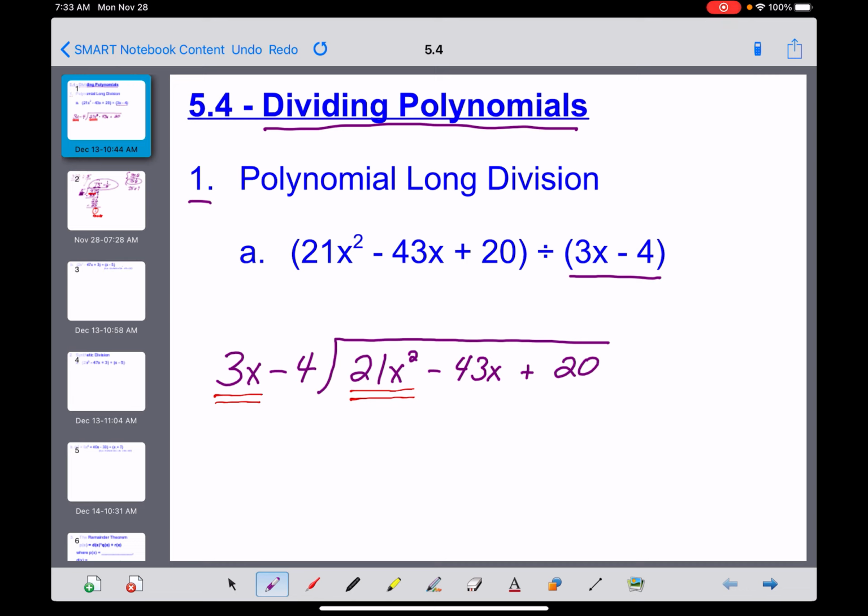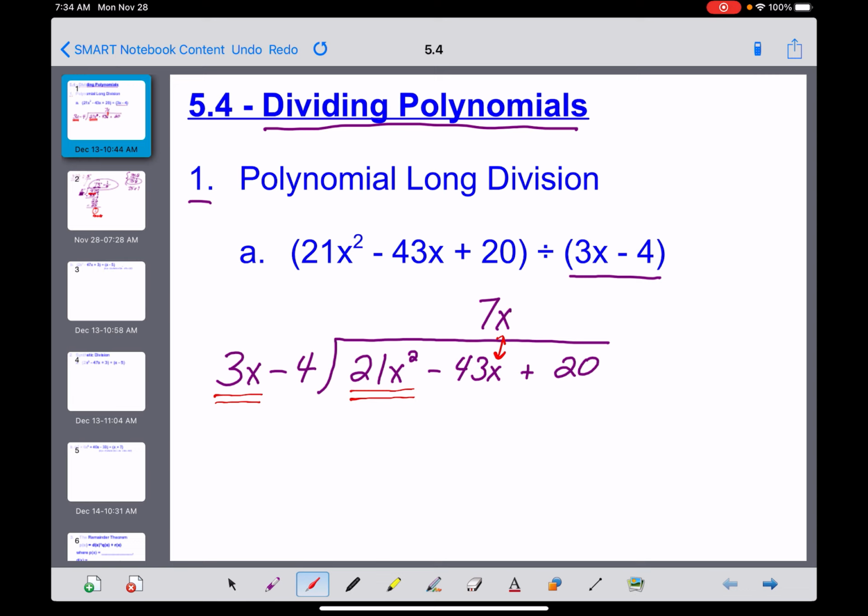So 7x is going to be the first term in our answer, in our quotient, and I'm going to write it up on top. Now, a lot of people want to put it right here because they think that's the first spot. But it actually makes more sense to put it right over here, because I want to line up these two like terms, the 7x and the 43x. I think that's going to help you know when you're done with a problem like this.